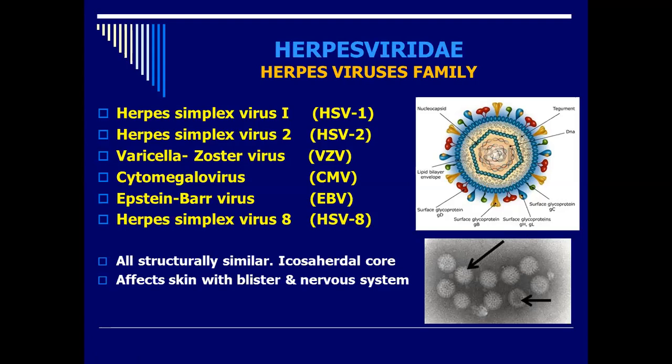They are all icosahedral, but they have affinity for different specific cells in the body, which we will discuss in the coming slides. So the 6 viruses belonging to the herpesvirus family that are clinically important from the examination point of view are herpes simplex 1, 2, 8, along with varicella zoster virus, cytomegalovirus, and Epstein-Barr virus.